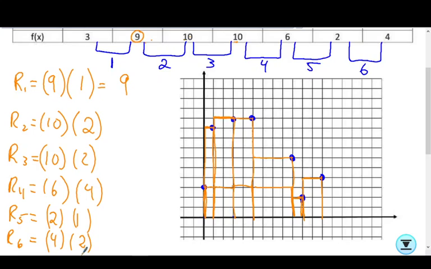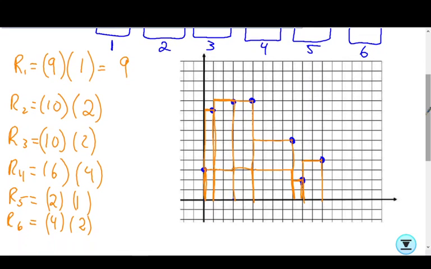So we find all of these areas. Rectangle 2 has an area of 20, 3 is 20, sorry. Rectangle 4 is 24, 5 is 2, and 6 is 8. And then we add up all of these areas. So 40, 50, 60, 64, 74, 83. That is my area.